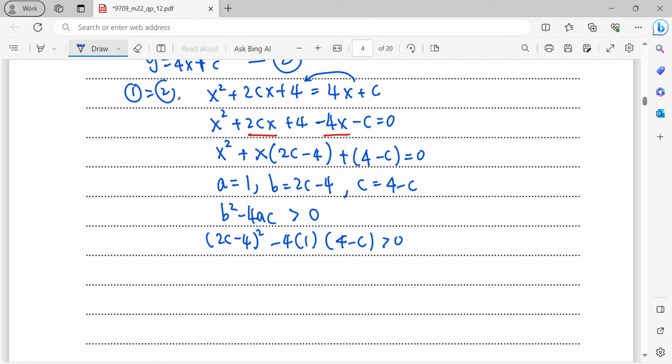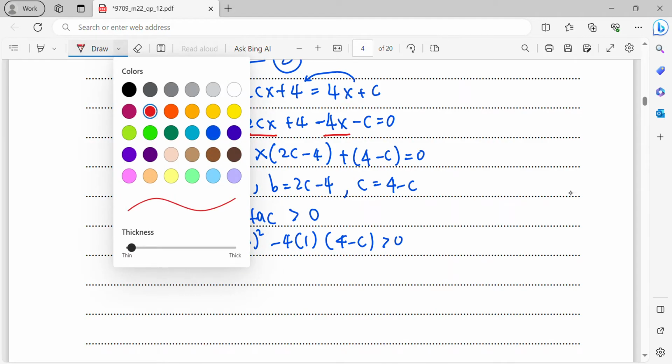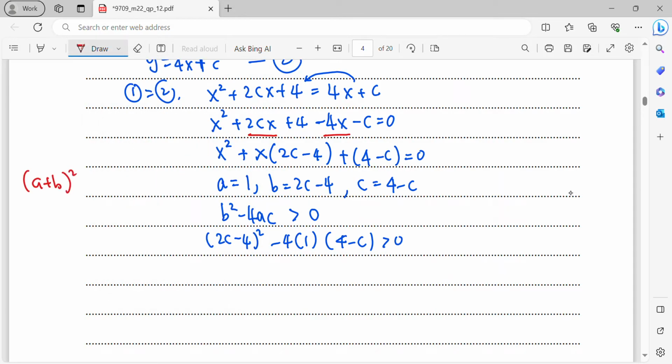Now, by doing the expansion of the quadratic, we have a formula here. The square of a plus b is basically a squared plus 2ab plus b squared. So when you square the 2c, you'll get 4c squared. Then the 2ab here will be 2c times negative 4, that is minus 8c. Then you times another 2, so it becomes minus 16c. And followed by the square of 4, it will be 16.